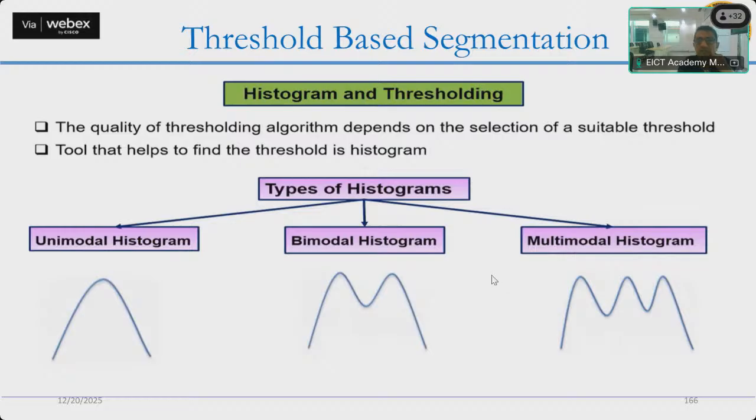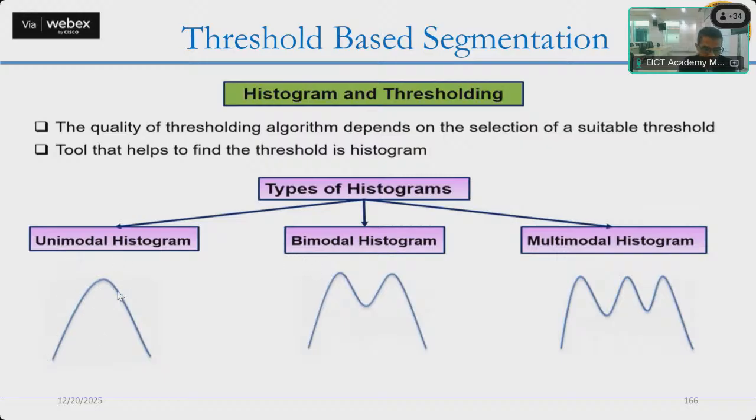In threshold-based segmentation, the quality of the threshold algorithm depends on the selection of a suitable threshold. Please note, segmentation is not an easy job. Now we are moving to the more complex part of image processing. The tool that helps to find the threshold is the histogram. So histogram is again becoming useful. Types of histogram are unimodal, bimodal, and multimodal. What is the difference between these?